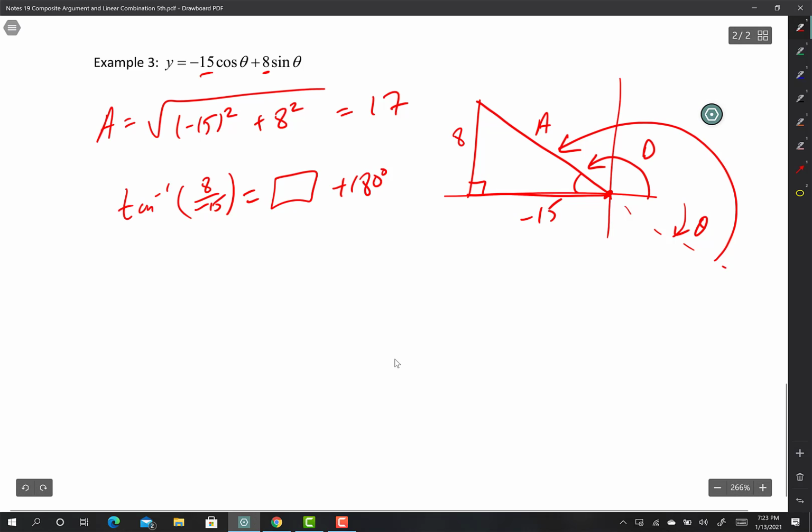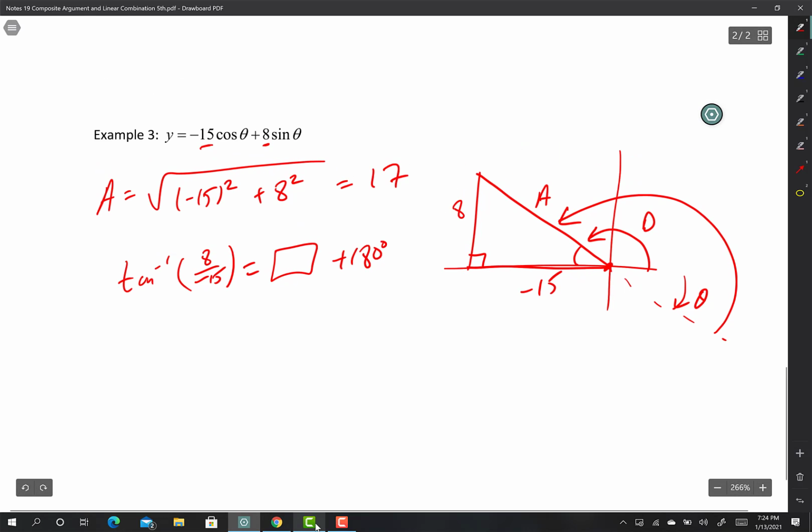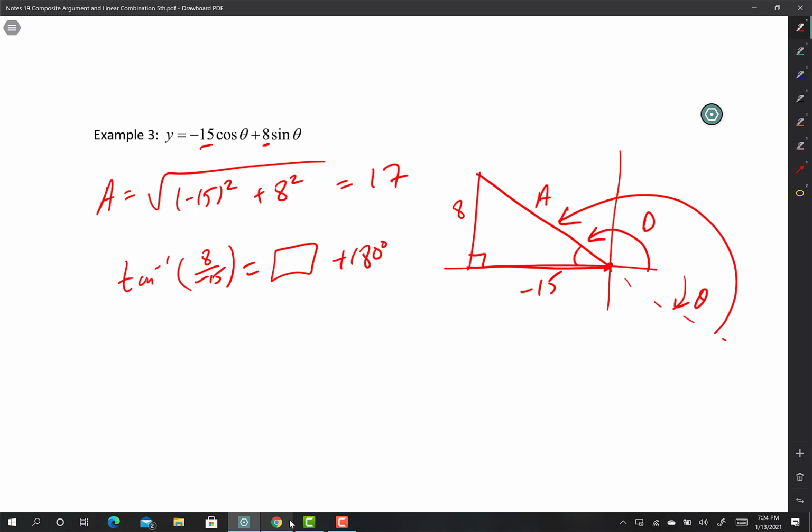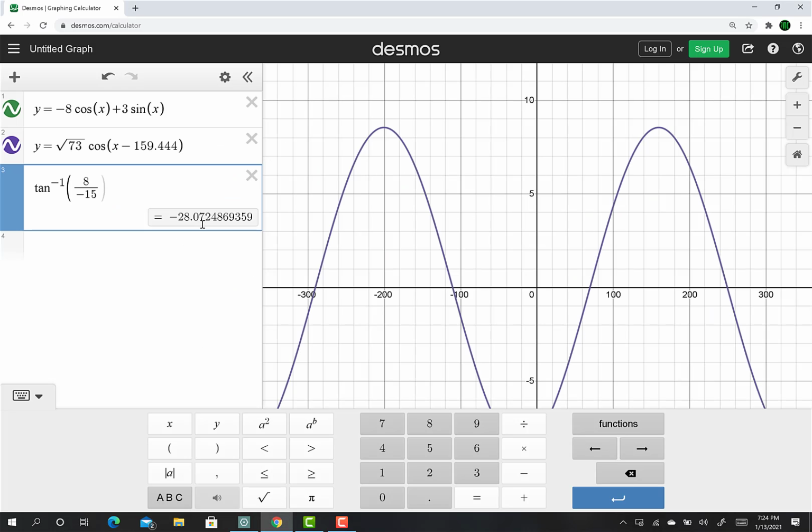So let's do that real quick. I'm going to go to Desmos again. I already have arctan there, so I'm just going to type 8 over negative 15. And there it is, negative 28.0. Let me make sure I got everything correct. Yeah, that's my answer there. Negative 28.072, and I'm going to add 180 to it. So plus 180. And there it is, 151.928.